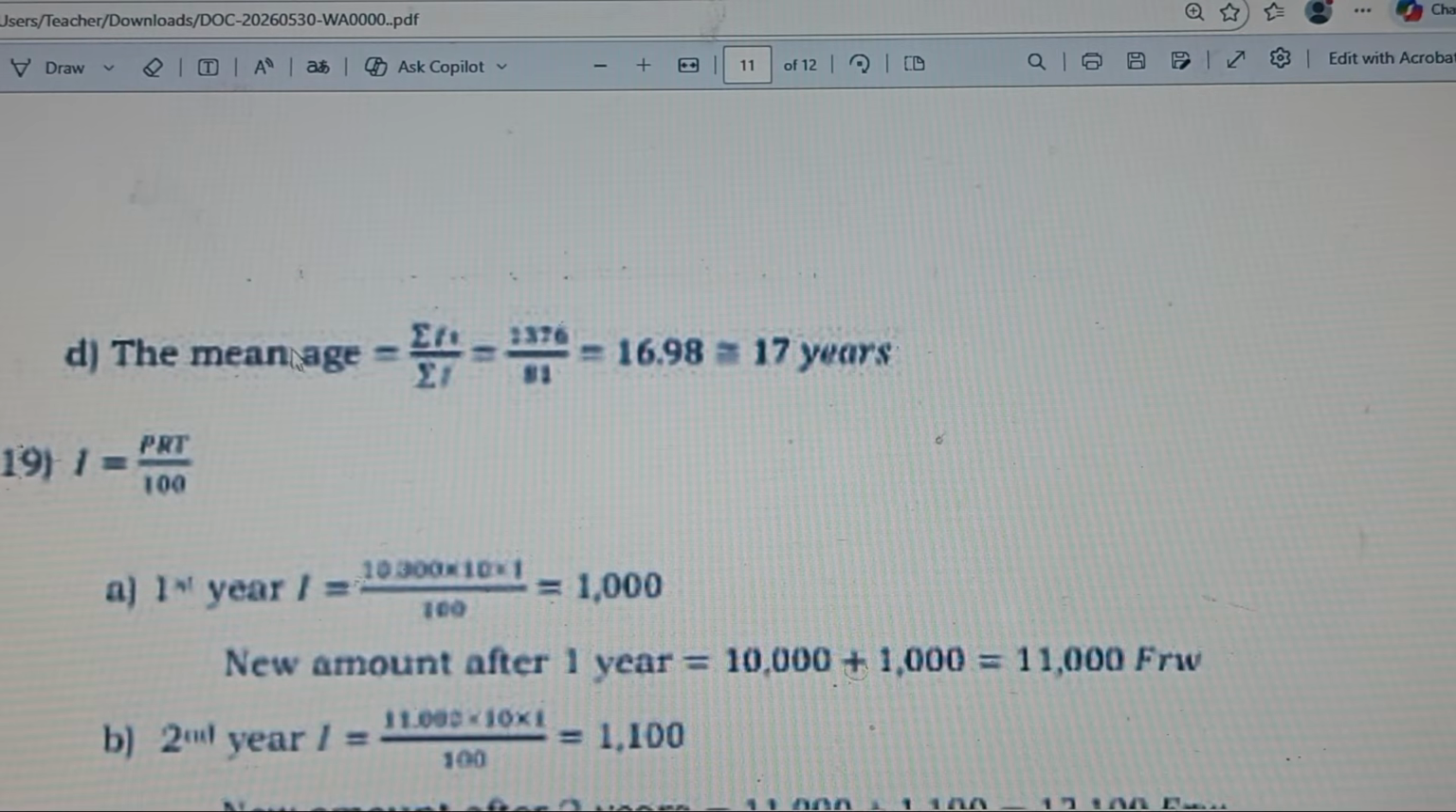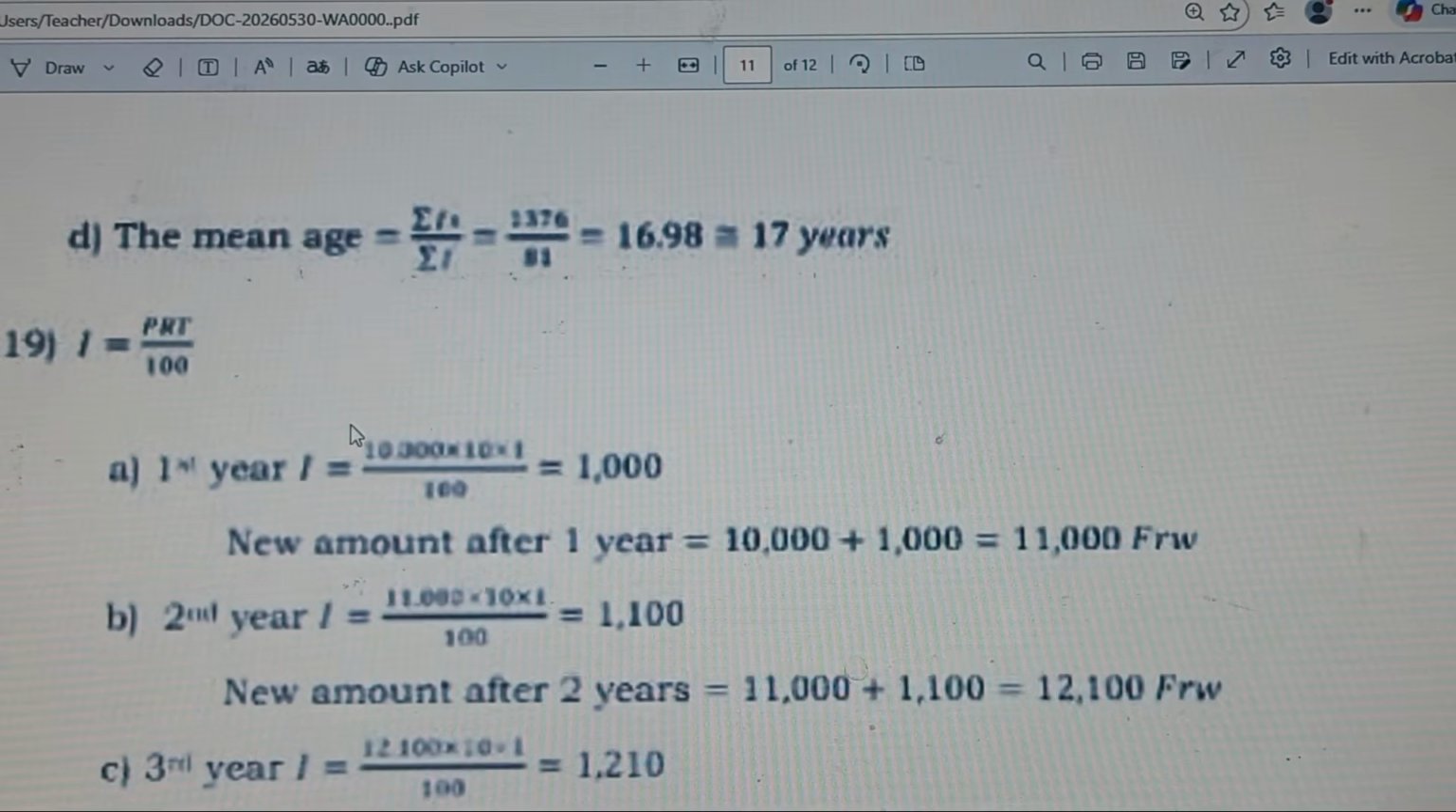Question number D. That is the mean. You have summation of fx over frequency. Then you will total frequency. You will get also 16.98. When you make the experimentally is 17 years.